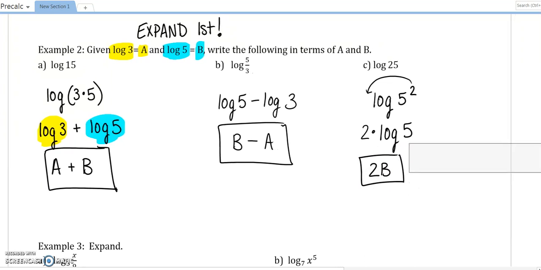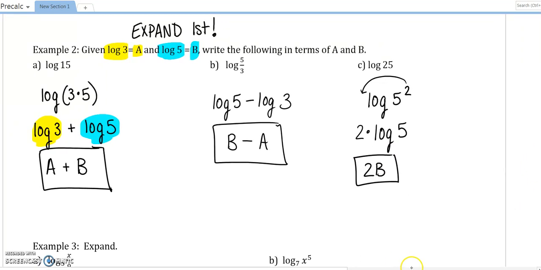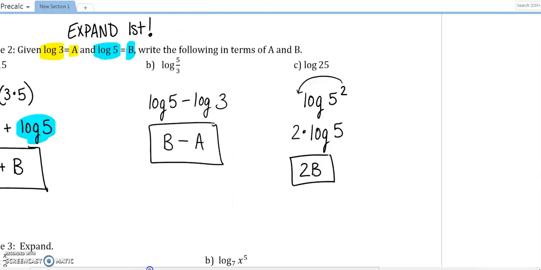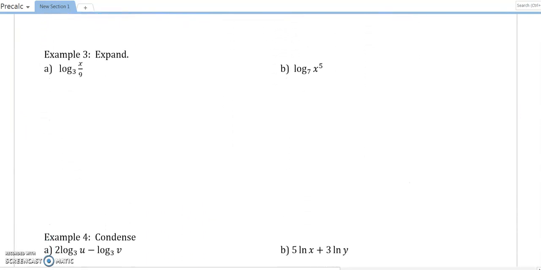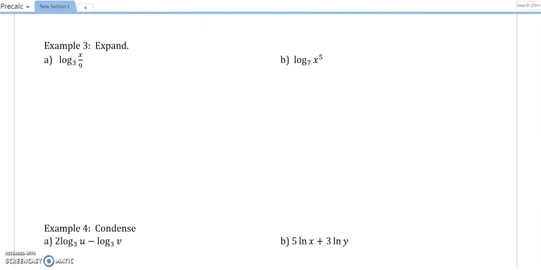Alright, so that's the idea there. Now let's try just a couple examples where we actually are just expanding these out. The whole point of expansion is to maybe create individual logs that can simplify a little easier. That's why we expand. So that's what we're always looking for. After we expand, can I simplify anything? Because that's the goal. So example 3, expand.